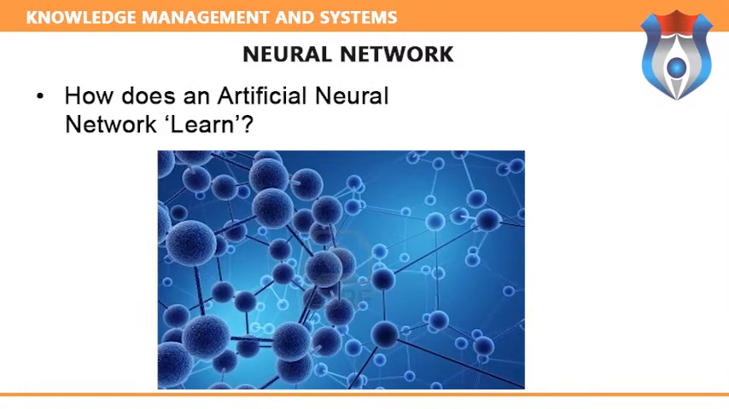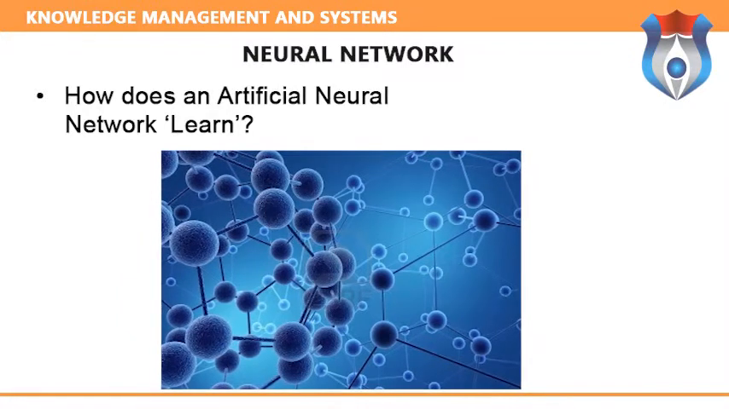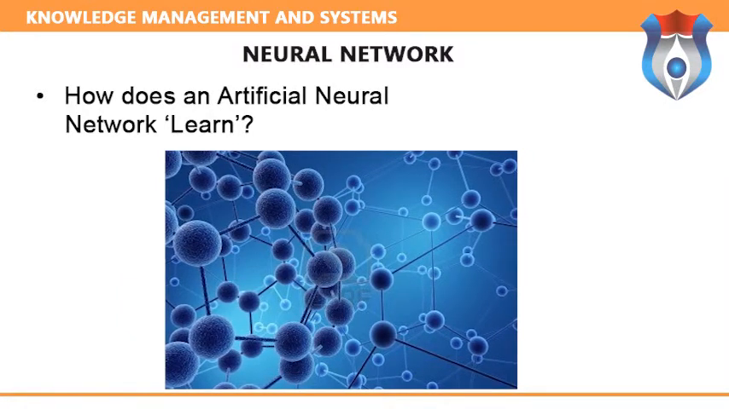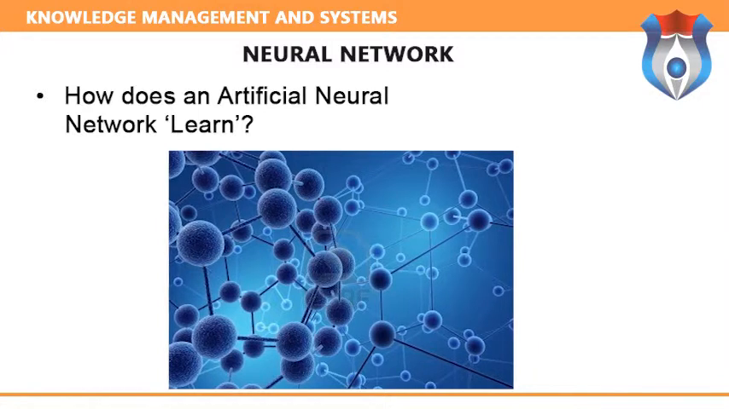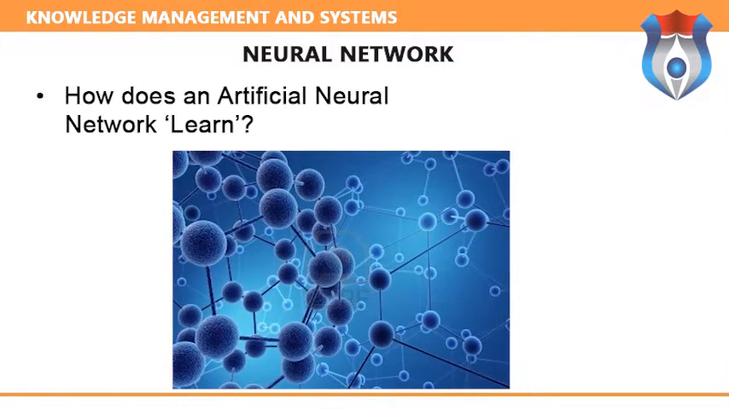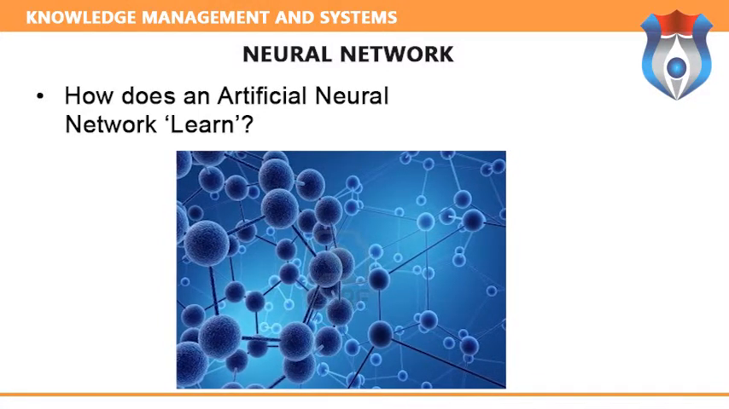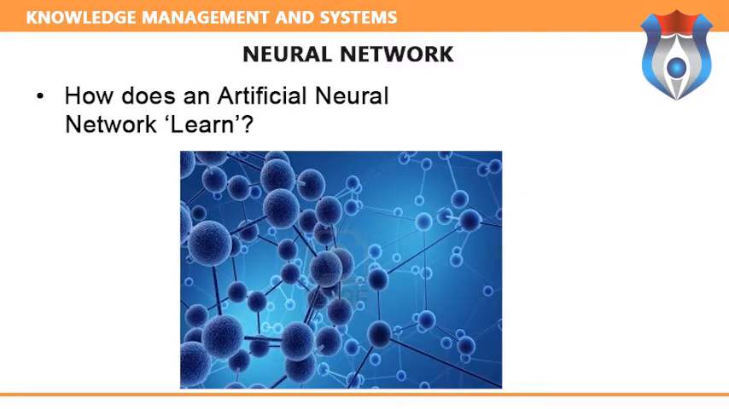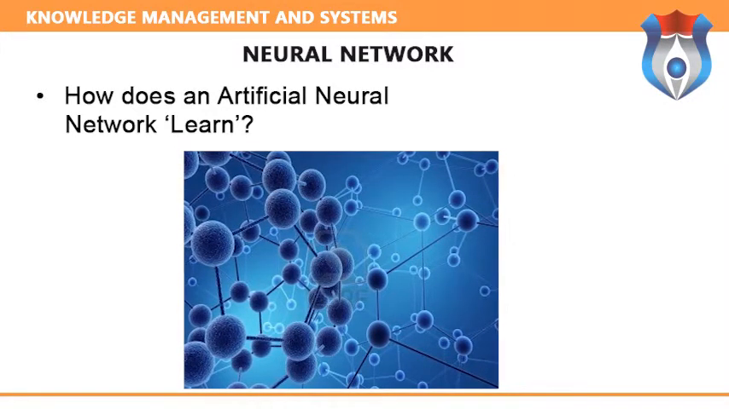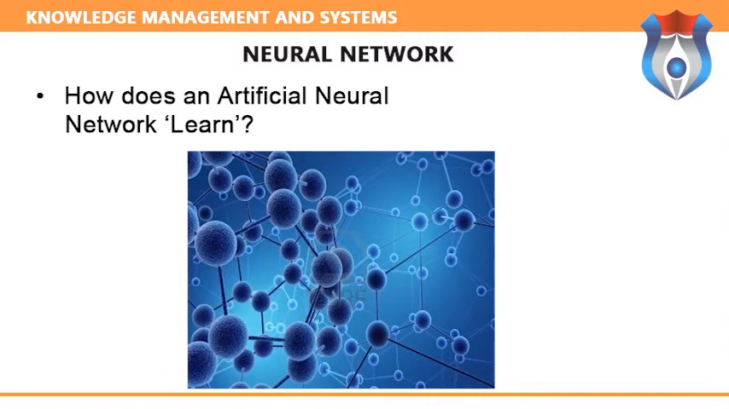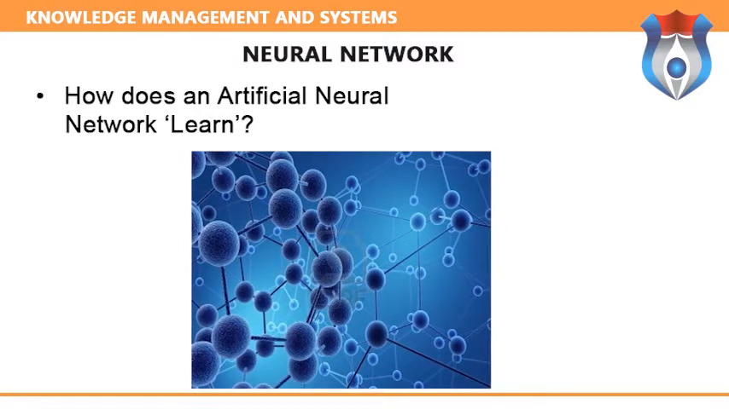The neurons are connected by links, and each link has a numerical weight associated with it. Weights are the basic means of long-term memory in ANNs. They express the strength, or in other words the importance, of each neuron input. A neural network learns through repeated adjustment of these weights.